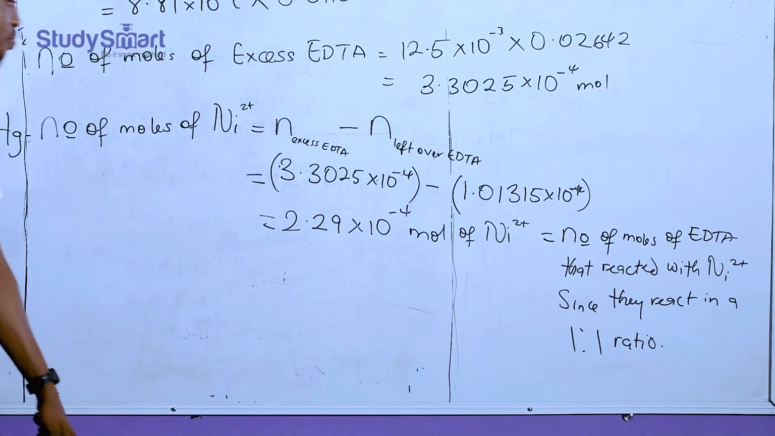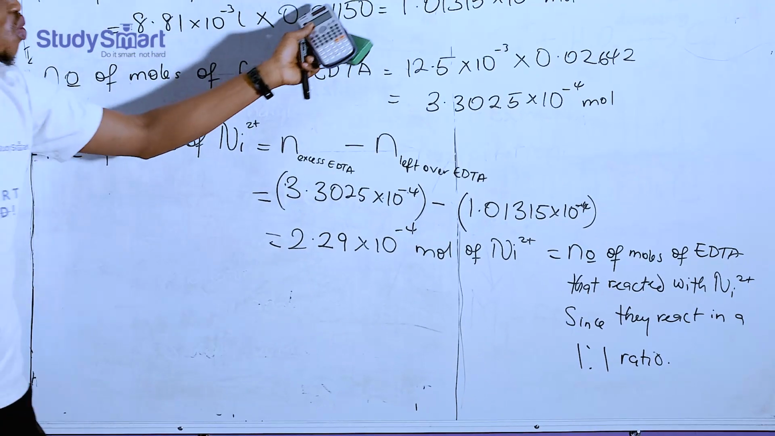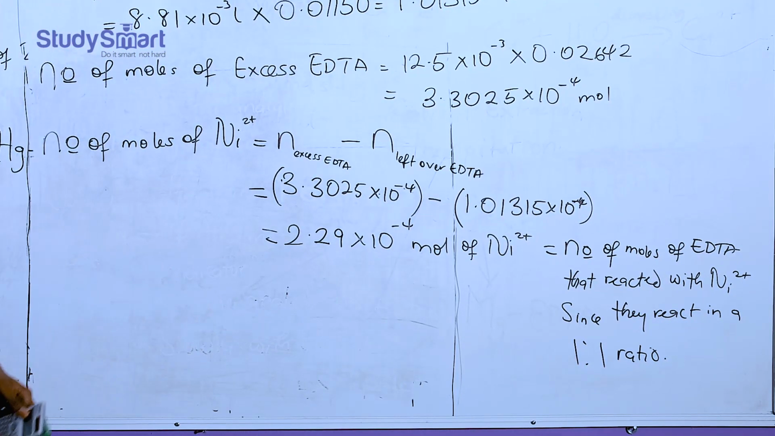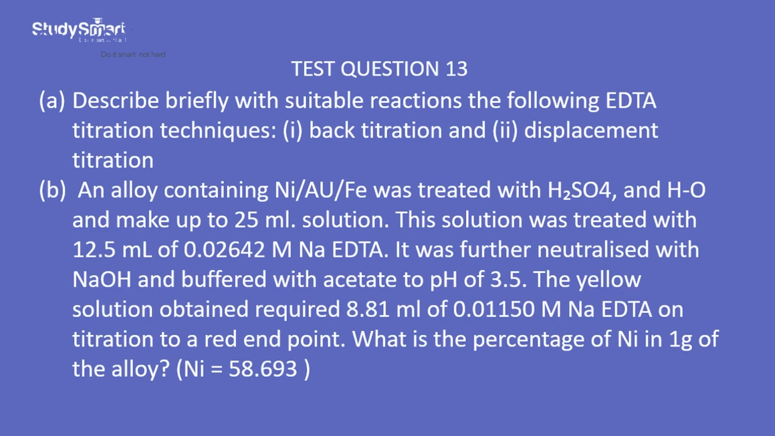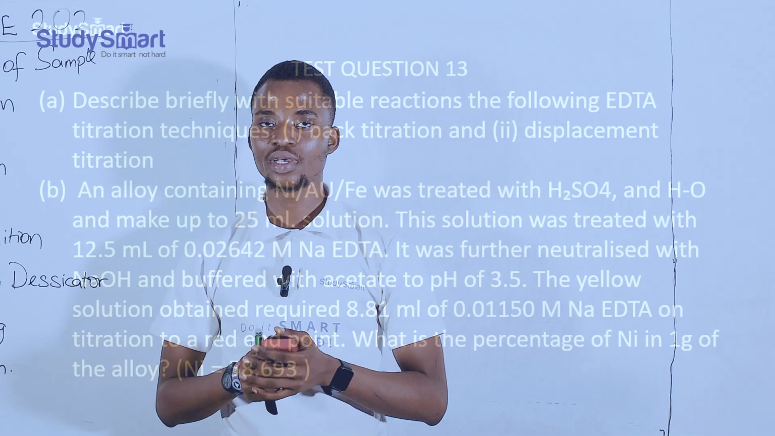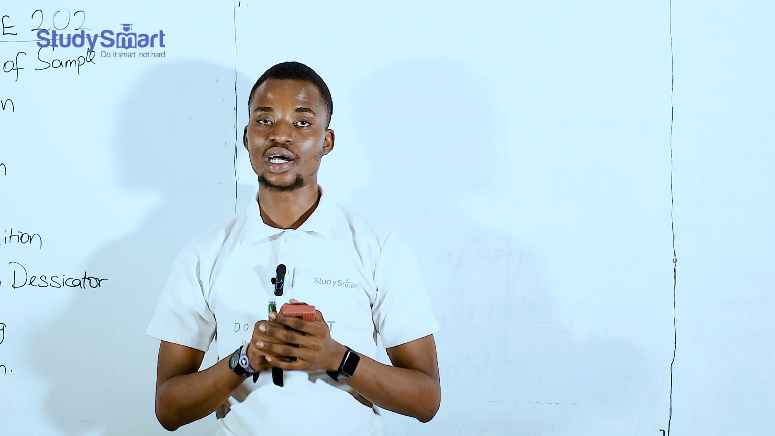Okay, so all these are happening because of the 1-to-1 ratio of the reaction. All right, so you can now go ahead to find the percentage of nickel in 1 gram of the alloy. We're looking at calculations in gravimetry.